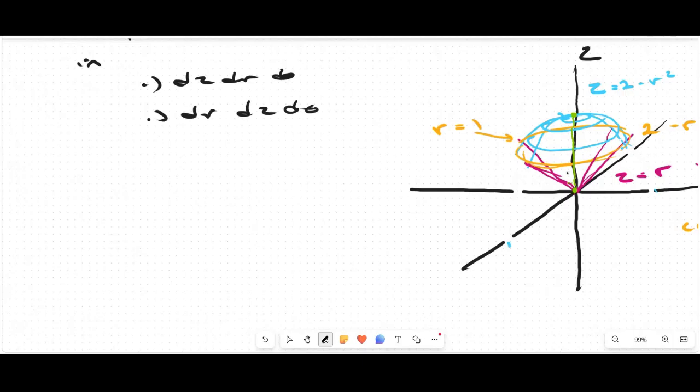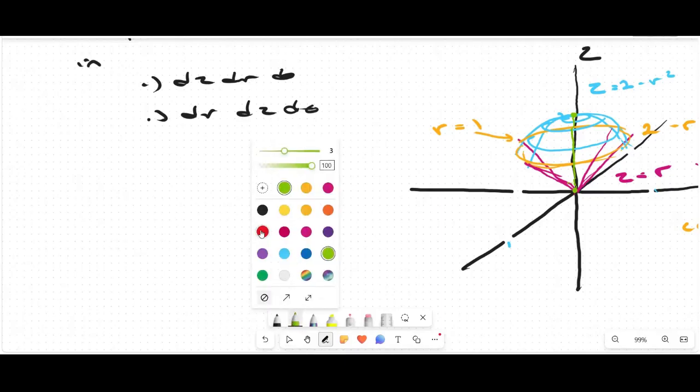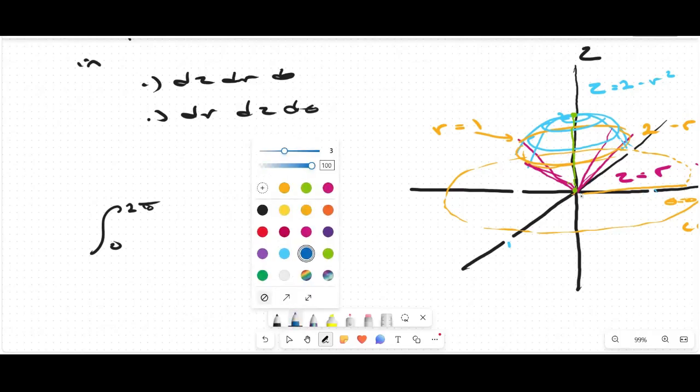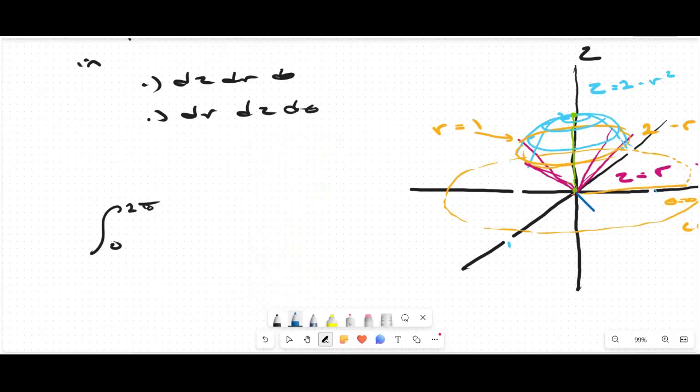Let's try the gold one again. I want that gold circle. So I'm going to take theta from 0 all the way around to 2 pi. That's the outermost. For any one fixed choice of theta, I only want to go as far as the circle of radius 1.